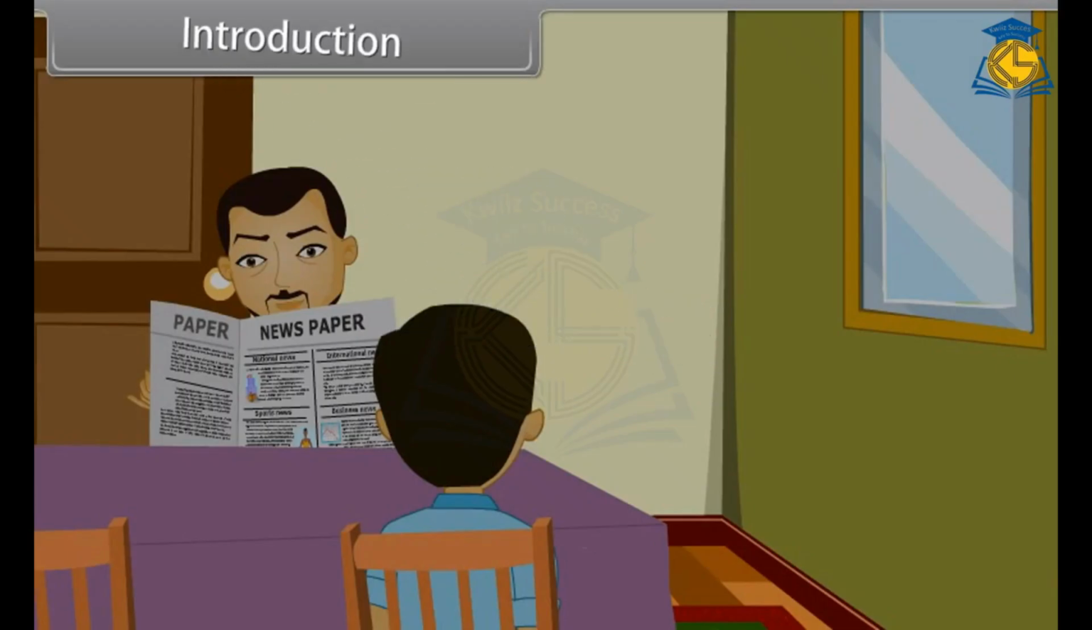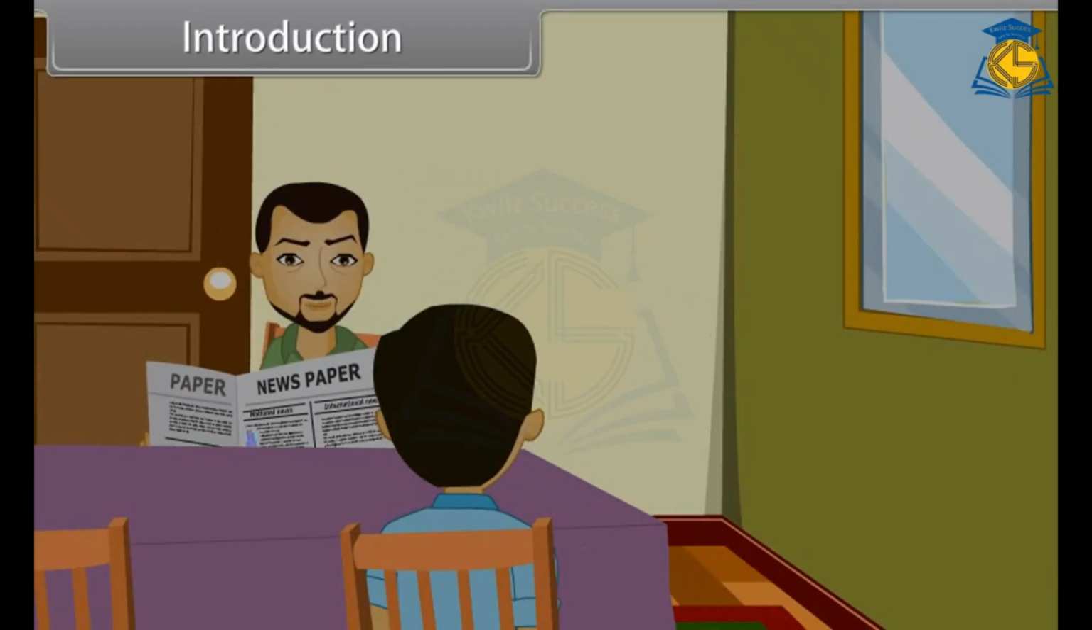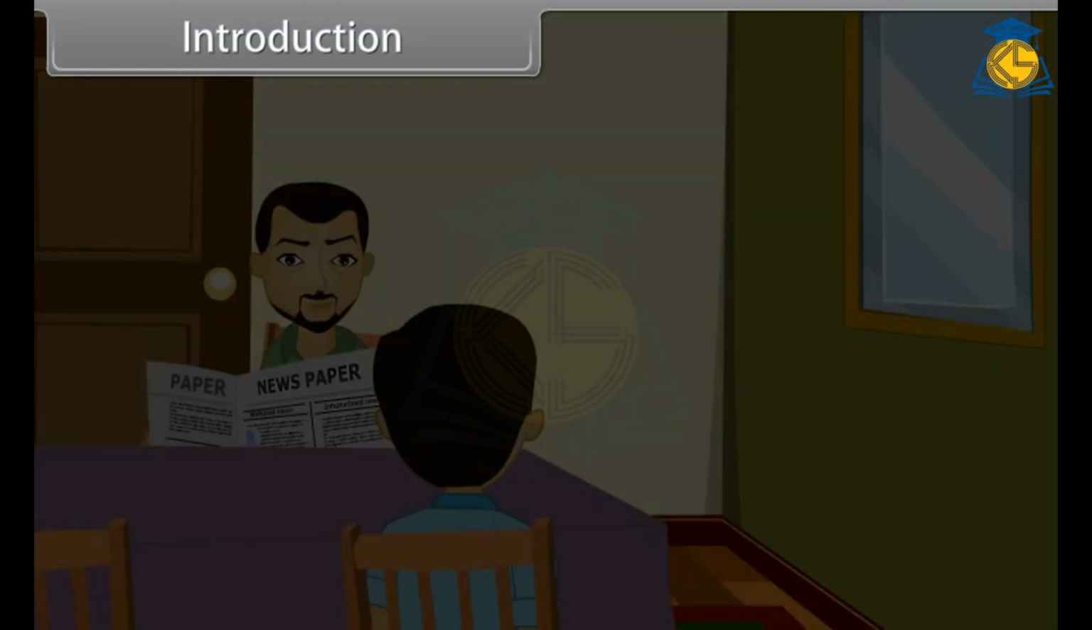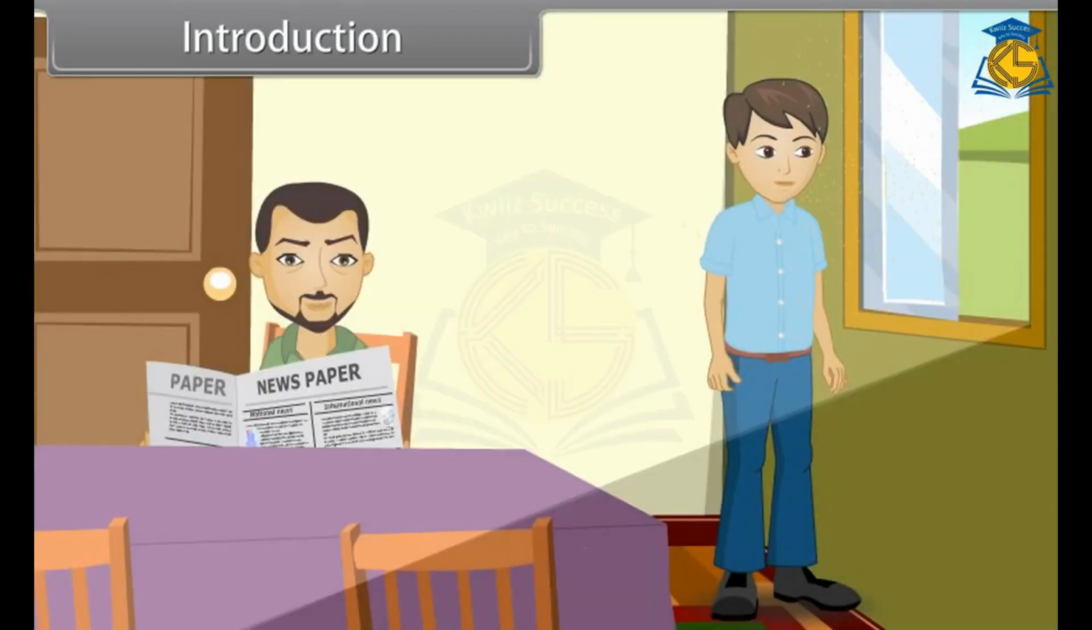Introduction. Ravi, can you please open the window? Let some fresh air come into the room. Sure, Father. Father, when the sunlight comes from the window, why are the dust particles visible?